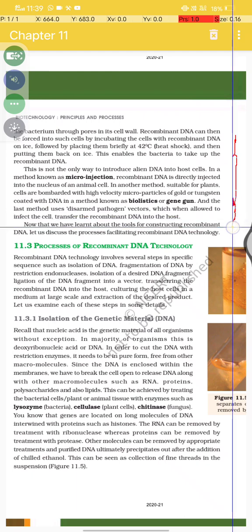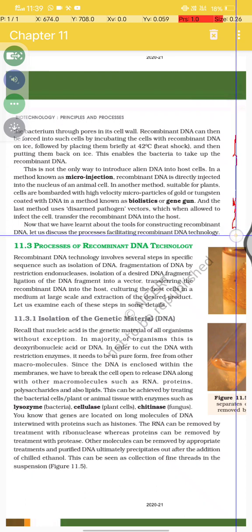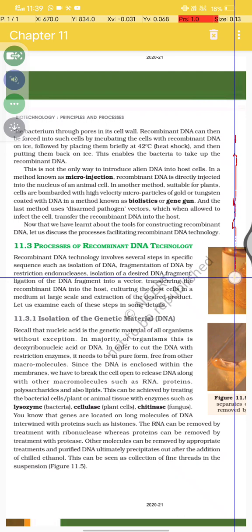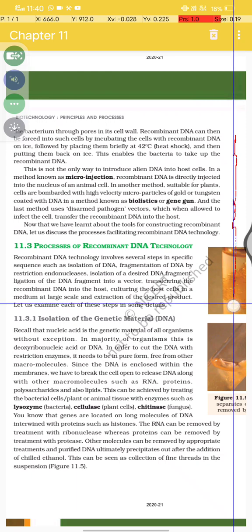Now that we have learned about the tools for the construction of recombinant DNA, let us discuss the processes facilitating recombinant DNA technology. 11.3 The processes of recombinant DNA technology. Recombinant DNA technology involves several steps in specific sequence such as isolation of DNA, fragmentation of DNA by restriction endonuclease, isolation of a desired DNA fragment, ligation of the DNA fragment into a vector, transforming recombinant DNA into the host, culturing the host in a medium at a large scale, and extraction of the desired product. Let us examine each of these steps in some detail.